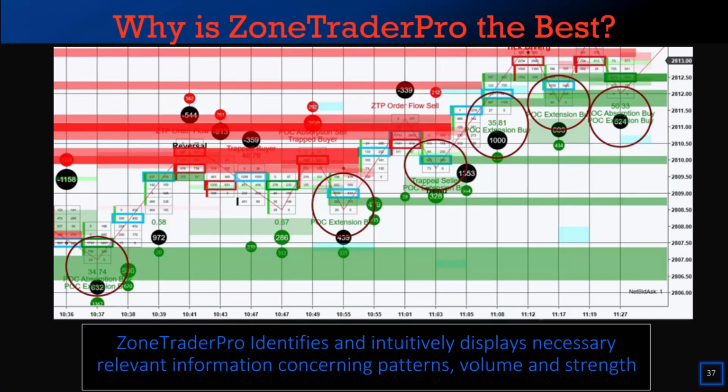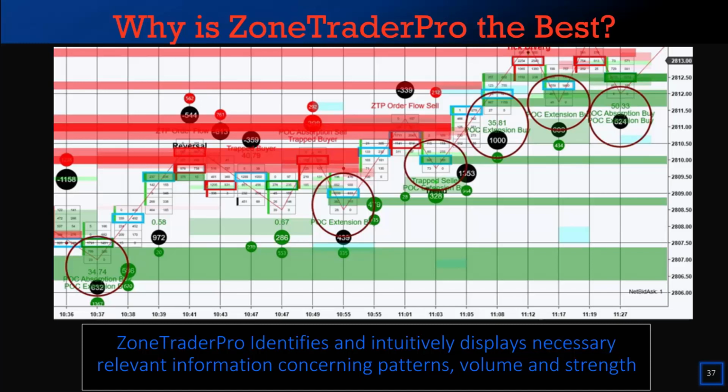In this short period of time I have with you, I'll give you the idea of why the ZoneTraderPro suite is basically a great set of tools. We're going to identify and intuitively place this information concerning volume and the strength and the patterns themselves right in front of you, right on the chart. You're not going to be reading numbers down in a basement. I hate that. Your eyes are always going to be focused on the chart in front of you.